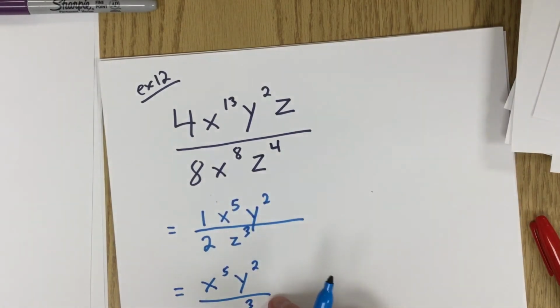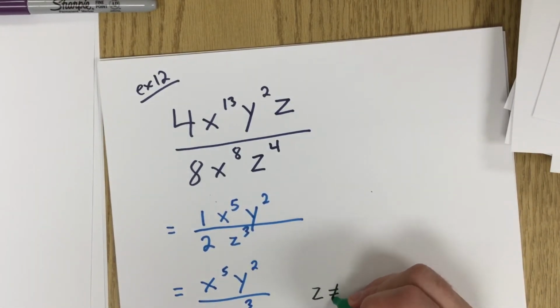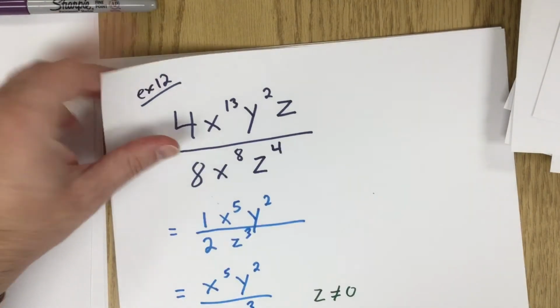So this simplifies to this. There are some restrictions, and the restrictions are just simply that this cannot be equal to 0. But no restrictions on the other ones.